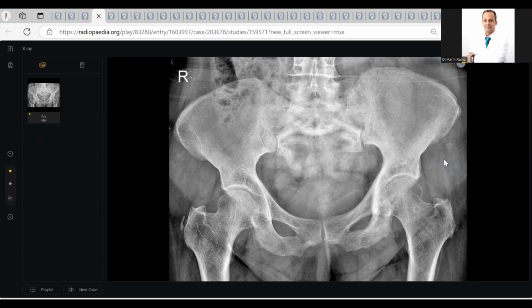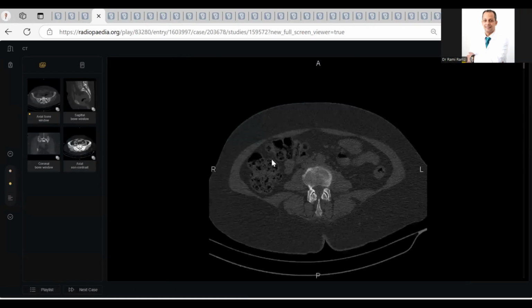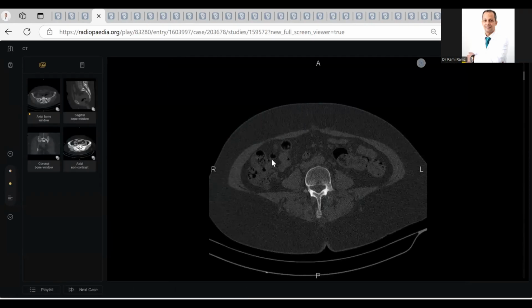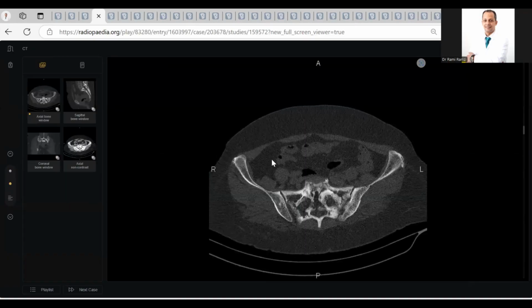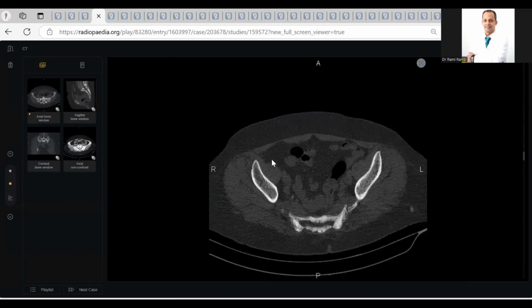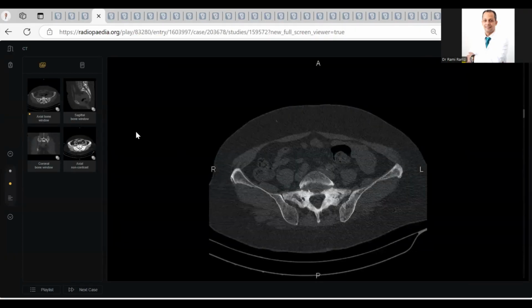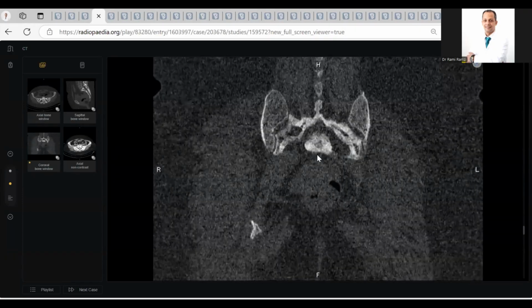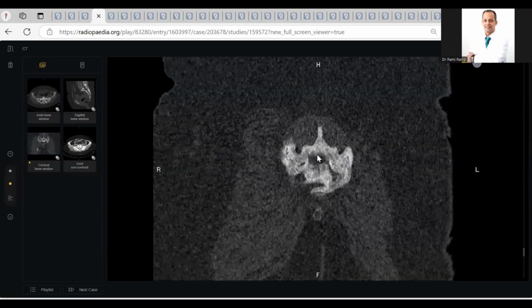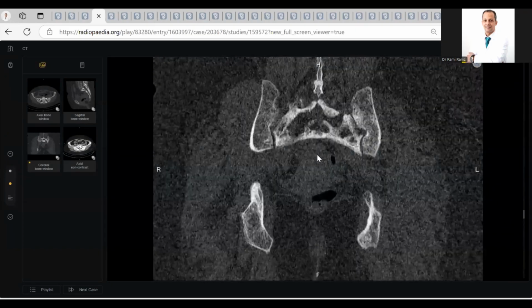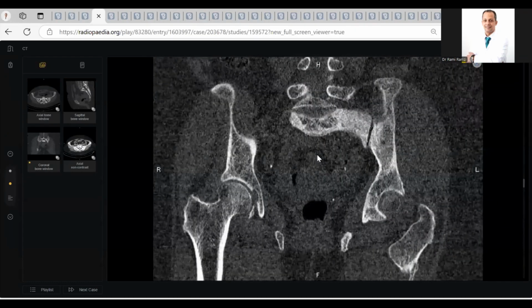What do you want to do next? So I would convey these findings to the orthopedician and get an MRI of the sacrum. This is a CT. Okay, sir. Provided are the axial CT images in bone window of the pelvis.